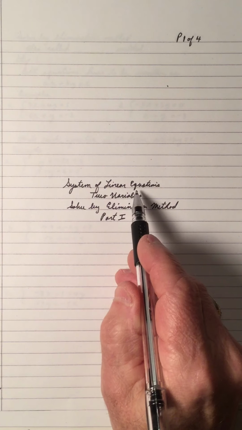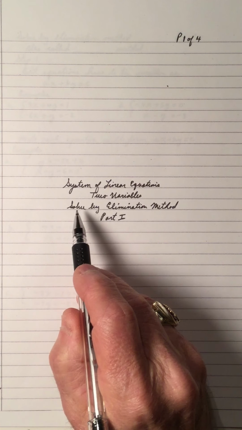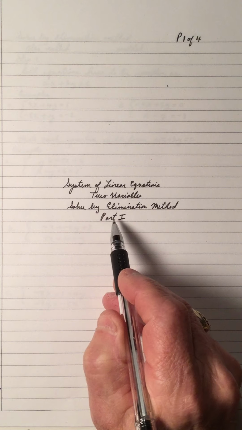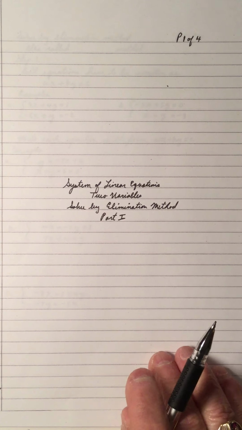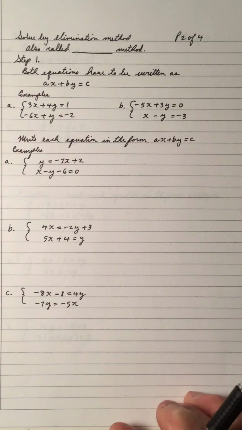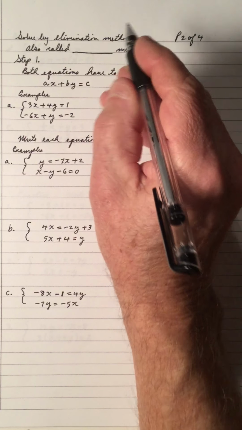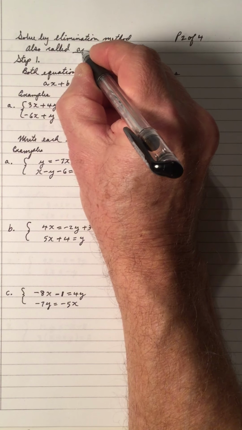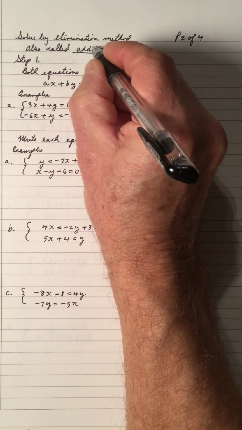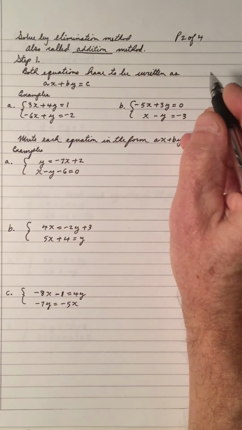Hi, welcome to my video on the system of linear equations, two variables. And we're going to solve by the elimination method, part 1. The previous videos were on solving by graphing. Now we're going to explain solving by elimination. Solving by the elimination method is also called the addition method. So it depends on what textbook and your teacher, what you call it.